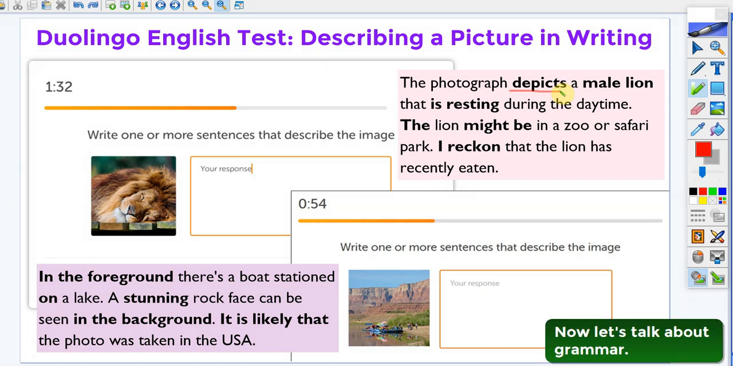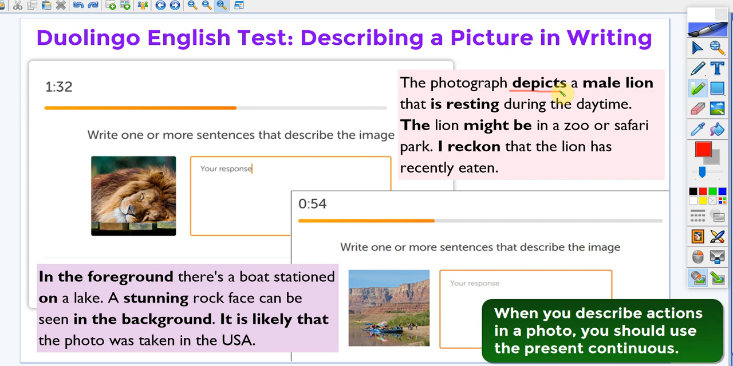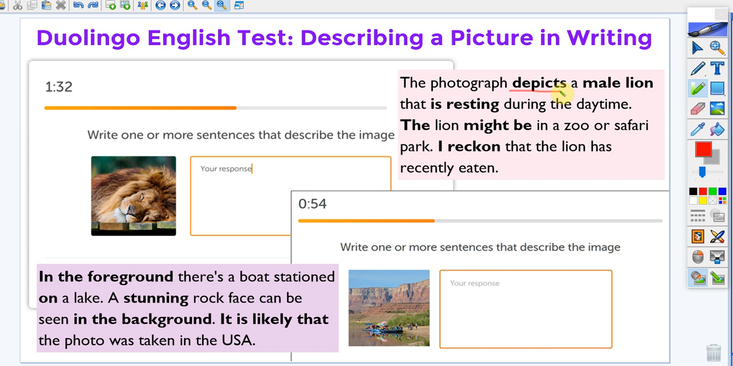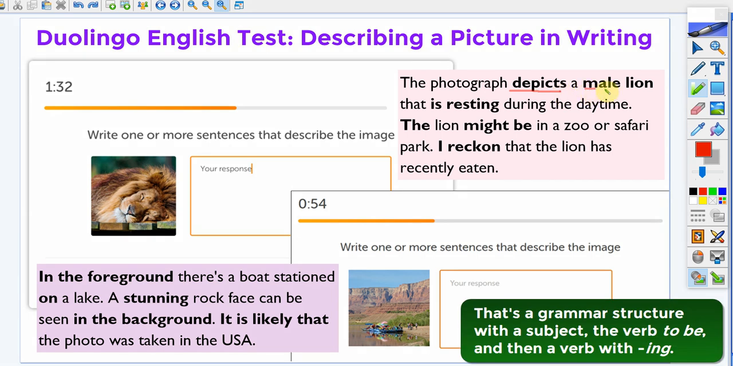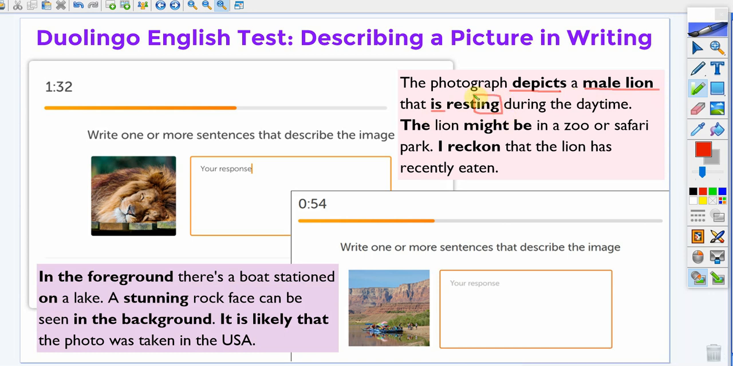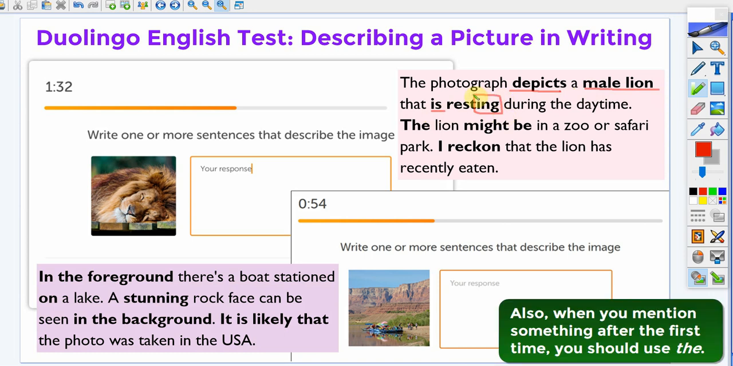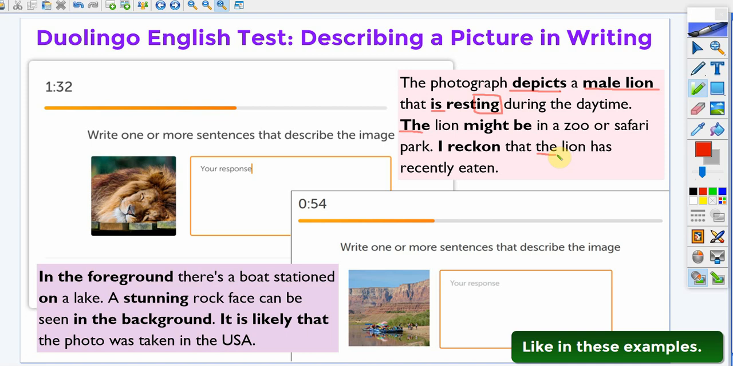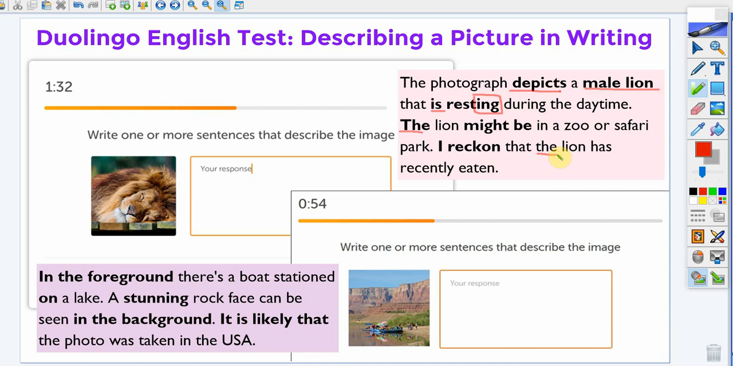Now let's talk about grammar. When you describe actions in a photo, you should use the present continuous. That's a grammar structure with a subject, the verb to be, and then a verb with ing. Also, when you mention something in your photo after the first time, you should use the, like in these examples.